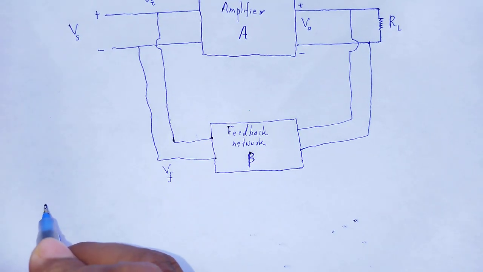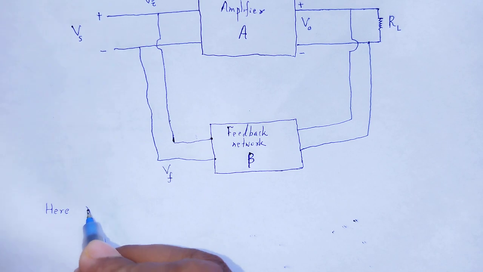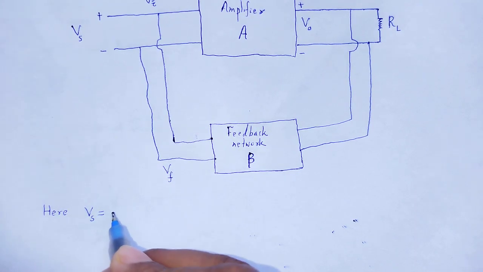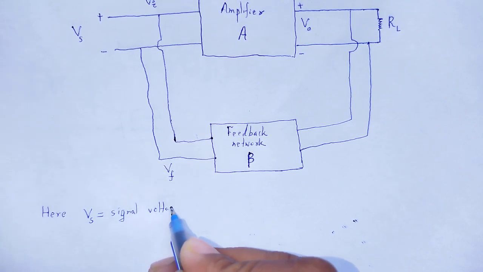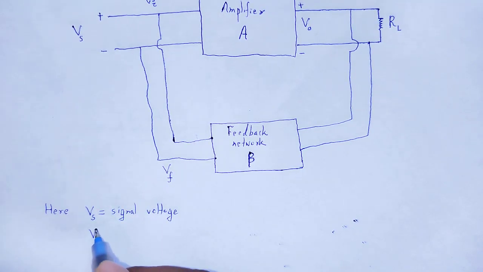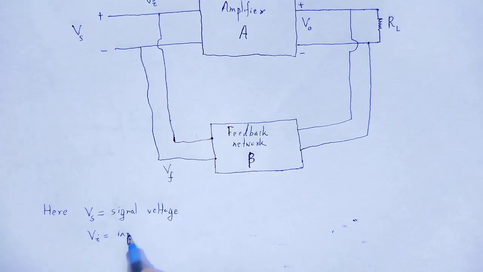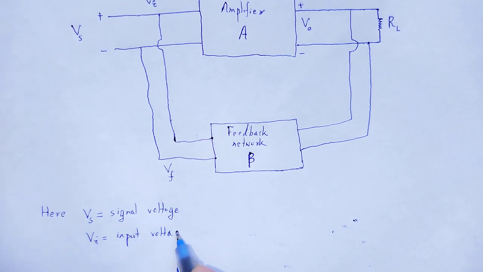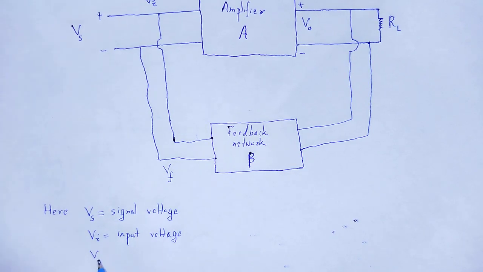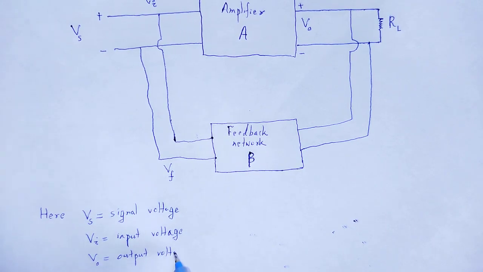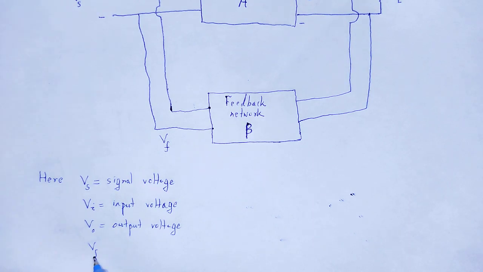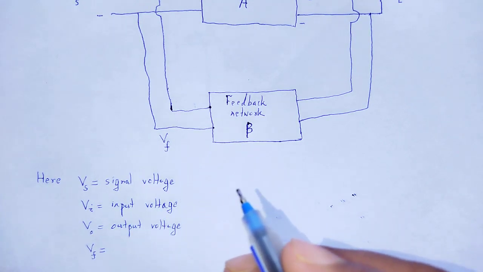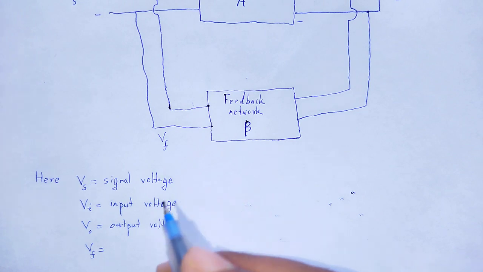Here Vs is this signal voltage, Vi is the input voltage, Vo is the output voltage, Vf is the feedback voltage.